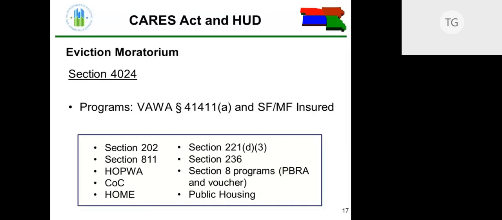I've used acronyms here because the next presenters, my HUD colleagues, will be providing more detail about each HUD program and how it's benefited under the CARES Act. The eviction moratorium mentioned in Section 4024 will last until July 27, 2020.